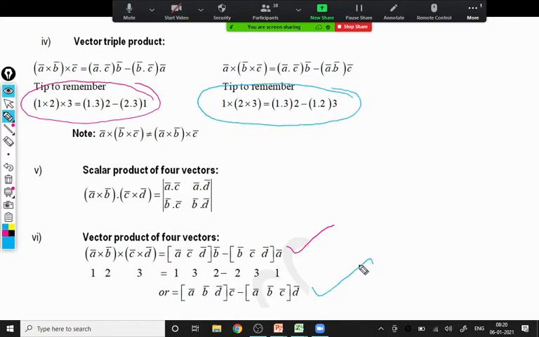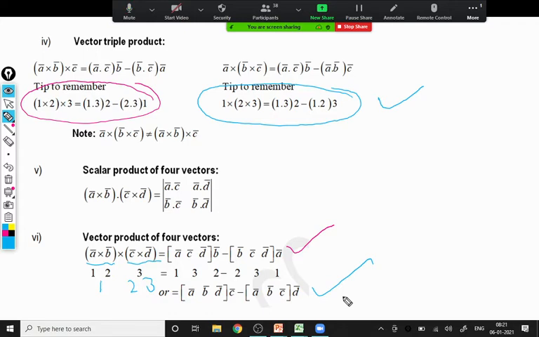For that, obviously you have to treat A and B as 1, and C and D as 2 and 3. So 1, 2, 3 like this, and now you'll get this formula. By this formula you get another result. So either you write ACD into B minus BCD into A, or ABD into C minus ABC into D.